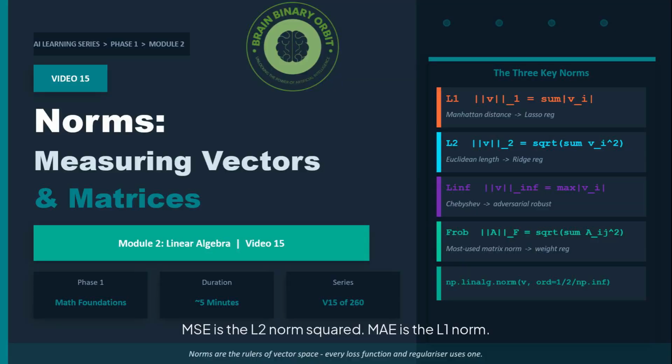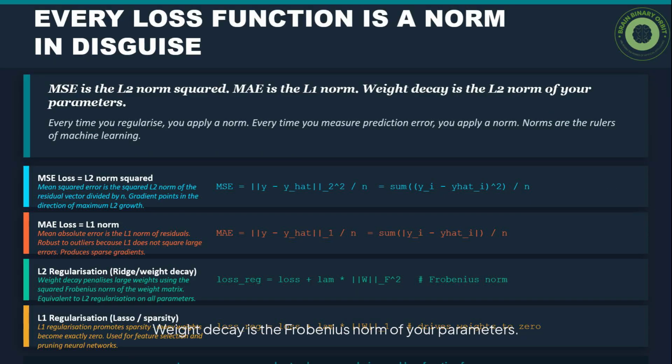MSE is the L2 norm squared. MAE is the L1 norm. Weight decay is the Frobenius norm of your parameters. Every time you write a loss function, you are choosing a norm.